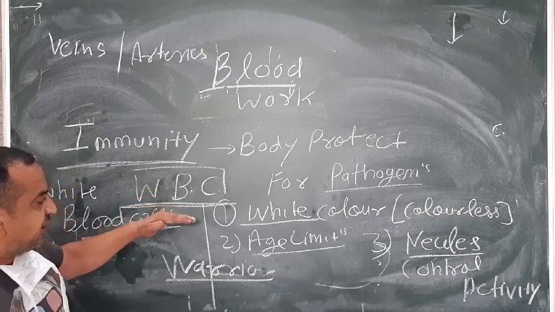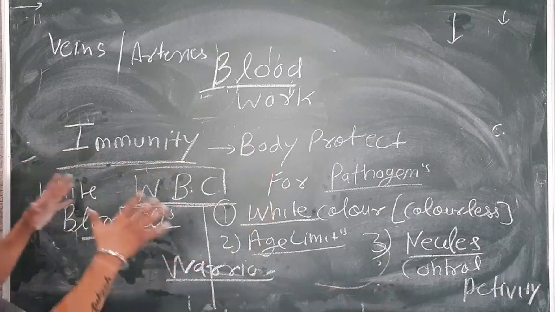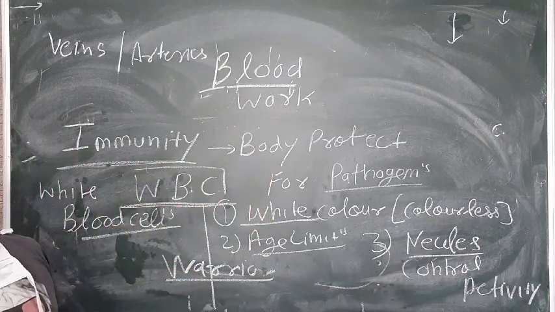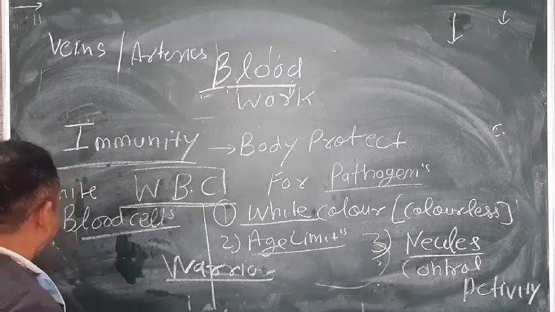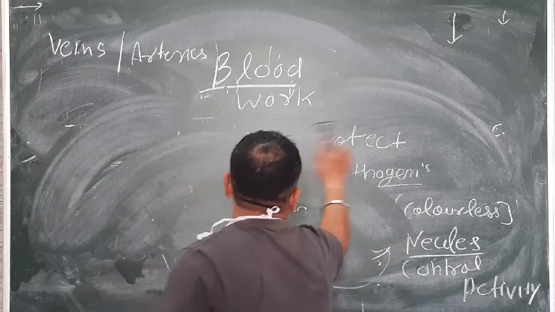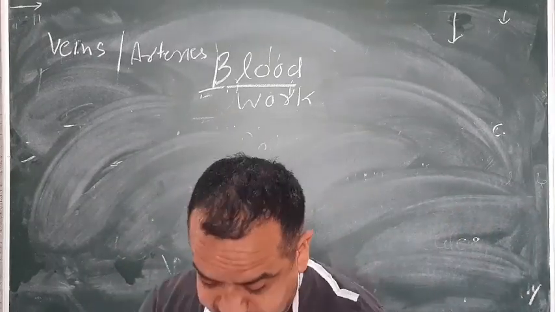The direction or control of WBC's work is with the help of the nucleus. This is the second part of our blood, called WBC. And the last part of our blood is known as platelets.